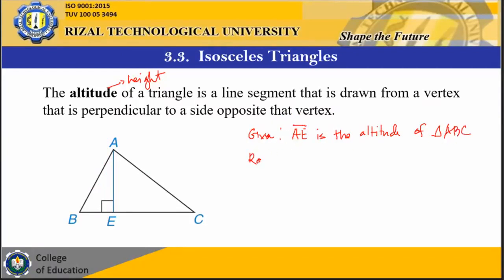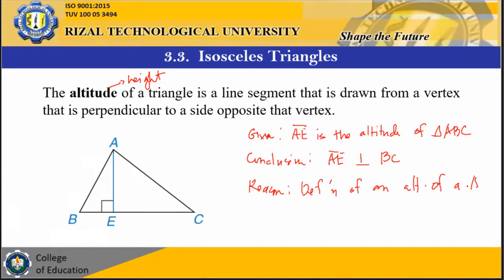So, what reason can we get? Conclusion muna. What conclusion can we get? If that's an altitude, then we can say, based on the definition, that AE is perpendicular to BC. Okay? Reason, definition of an altitude of a triangle. Okay? Naintindihan? May dagdag na naman kayong mga definition ha. From time to time, madagdagan yung definition ninyo, tsaka yung mga theorems, tsaka postulates ninyo.